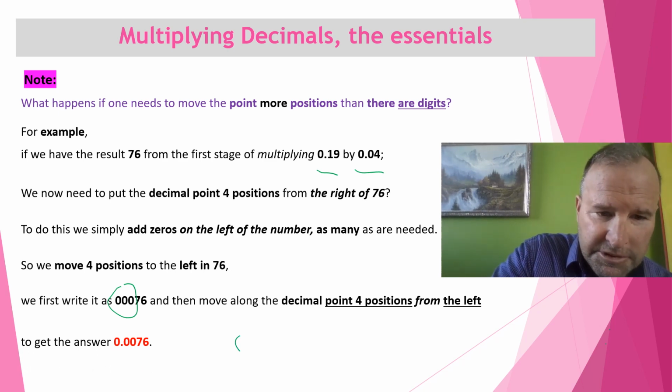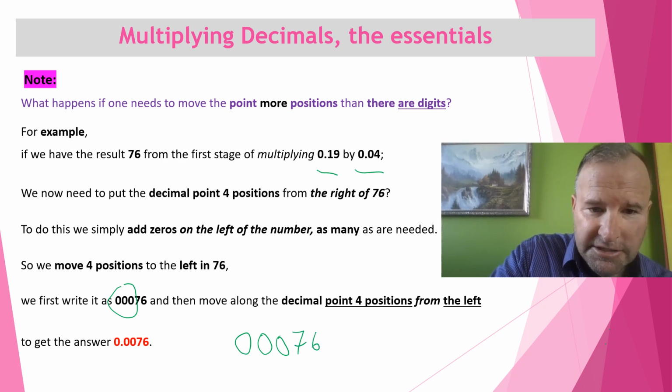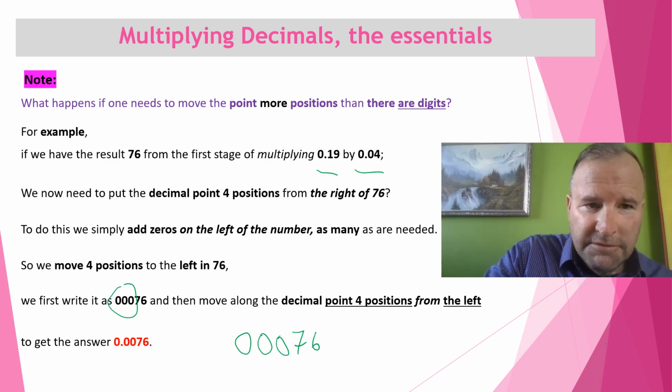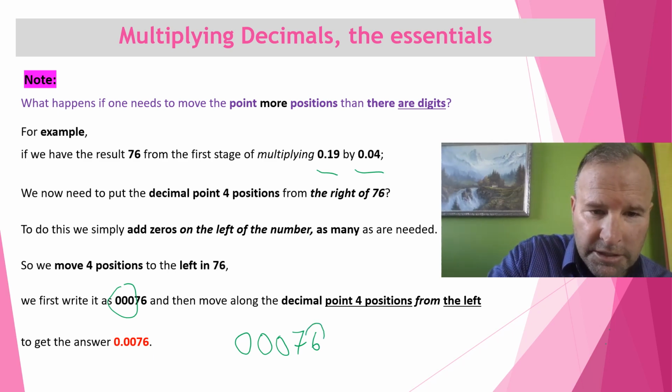So when we put in the 0, 0.0076. It's 4 positions from the left. So then we can go 1, 2, 3, 4. Hence, I can put the 0 here.